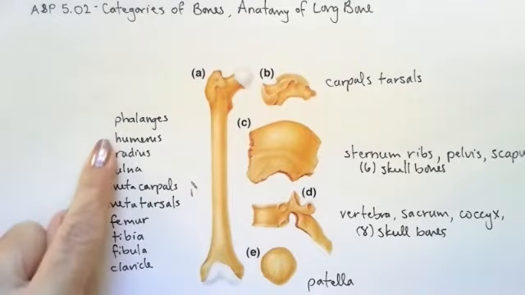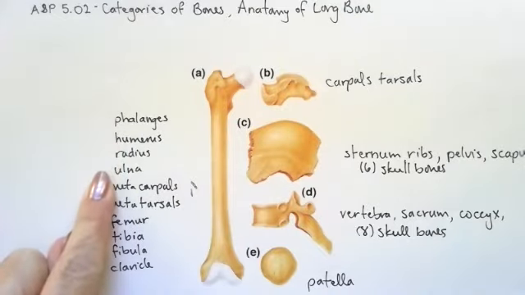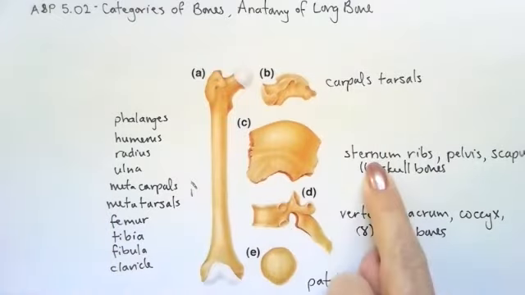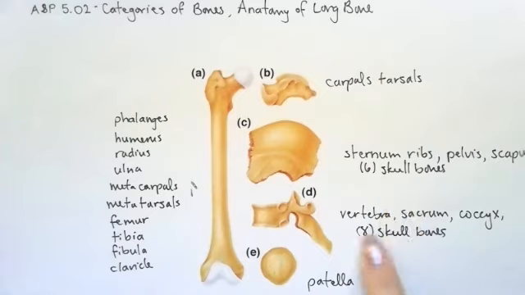So we have phalanges, humerus, radius, ulna, metacarpals, metatarsals, femur, tibia, fibula, clavicle, carpals, tarsals, sternum, ribs, pelvis, scapula, skull bones, vertebra, sacrum, coccyx, skull bones, and patella. So hopefully my writing is legible. Go ahead, pause the video, and catch up your notes now.